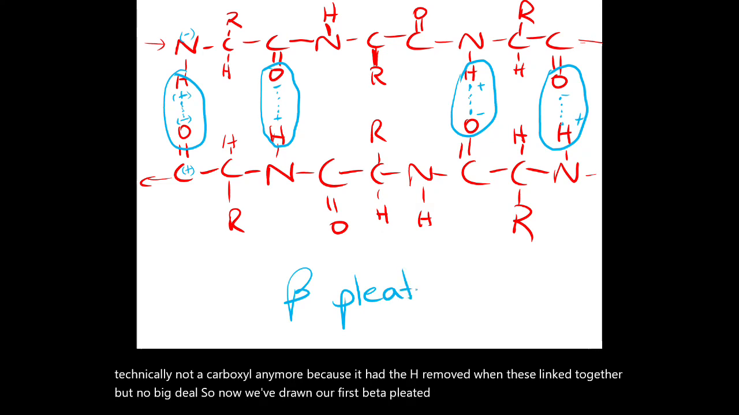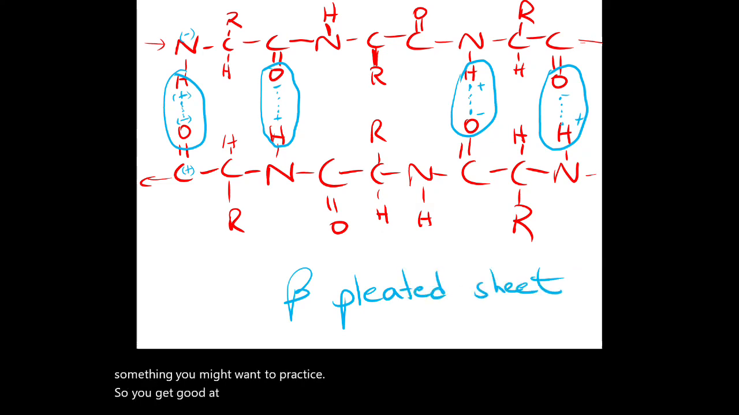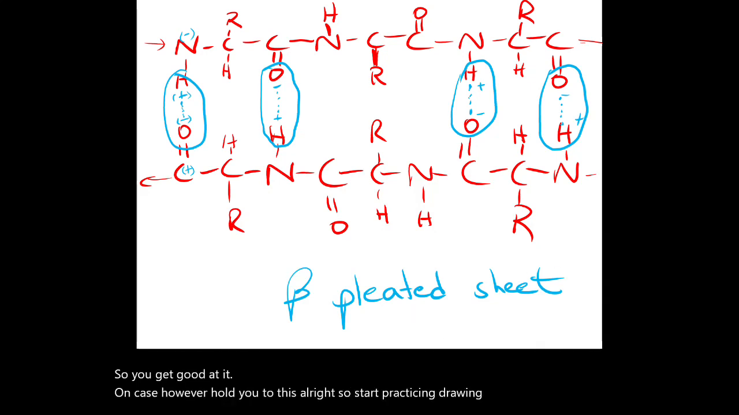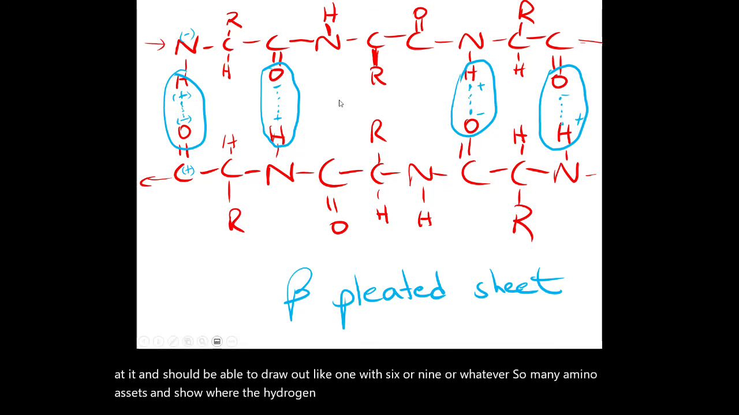So that's something you might want to practice so you get good at it in case I ever hold you to this. All right, so start practicing drawing these and getting good at it, and you should be able to draw out one with 6 or 9 or whatever, so many amino acids, and show where the hydrogen bonds line up. And it helps to have them all sort of on top of each other.